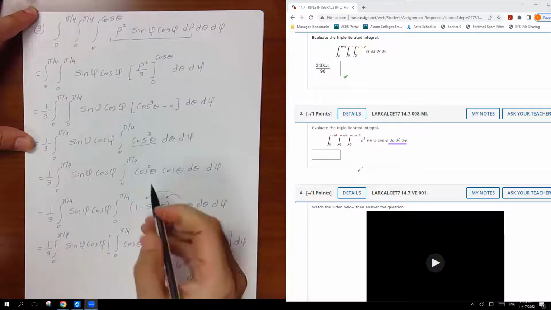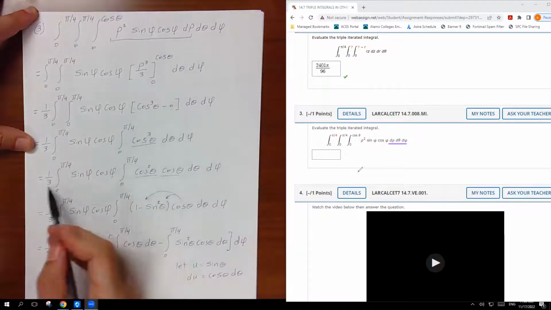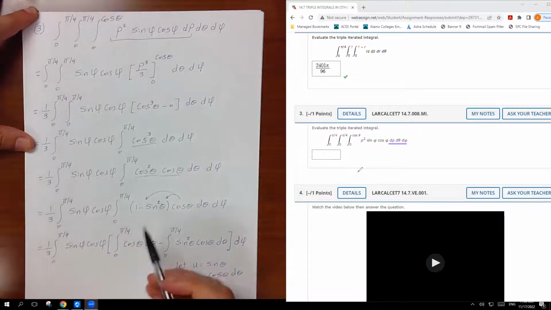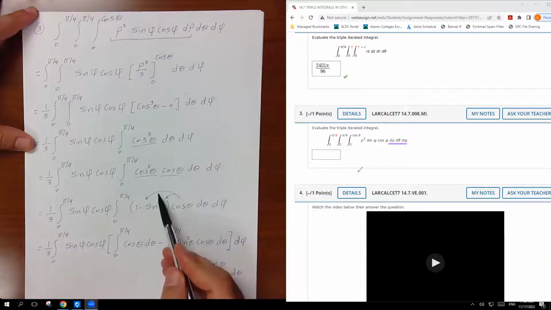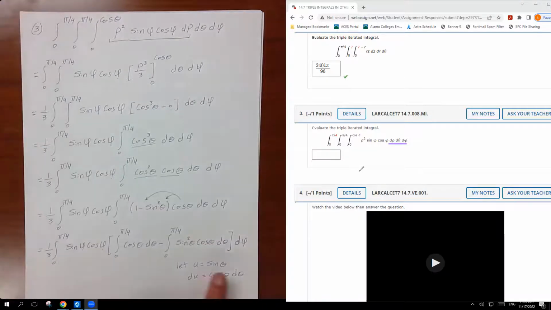This one I'm going to write down as cosine squared times cosine. Everything here is a constant, and I'm going to keep it exactly the same. Distribute: this one is going to be 1 minus sine squared theta. Distribute the cosine, so it's the integral from 0 to pi over 4 of cosine theta d theta, which is easy to find, minus cosine sine squared theta cosine theta d theta. Now I'm going to let u equal sine theta. du is going to be cosine theta d theta. And everything here is going to be d gamma.